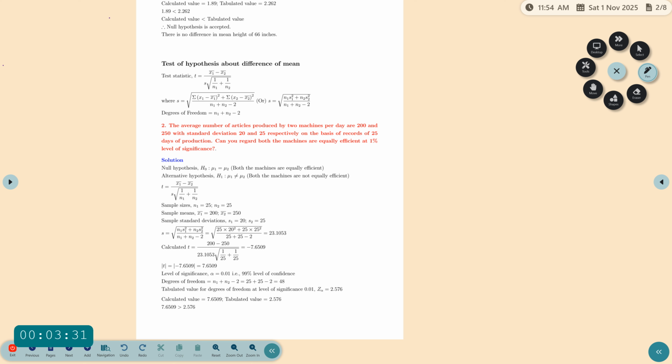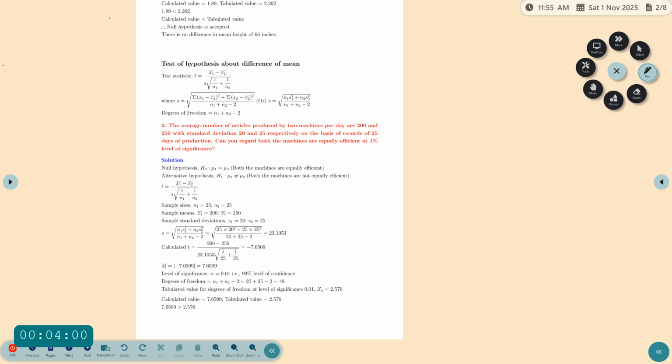The remaining things are the same. We have to define the null hypothesis and alternative hypothesis, the level of significance, then the calculated value and tabulated value, and compare the calculated value with the tabulated value. If the calculated value is lesser than the tabulated value, we accept the null hypothesis. If the calculated value is greater than the tabulated value, we reject the null hypothesis and accept the alternative hypothesis. Based on this, we can write the result.